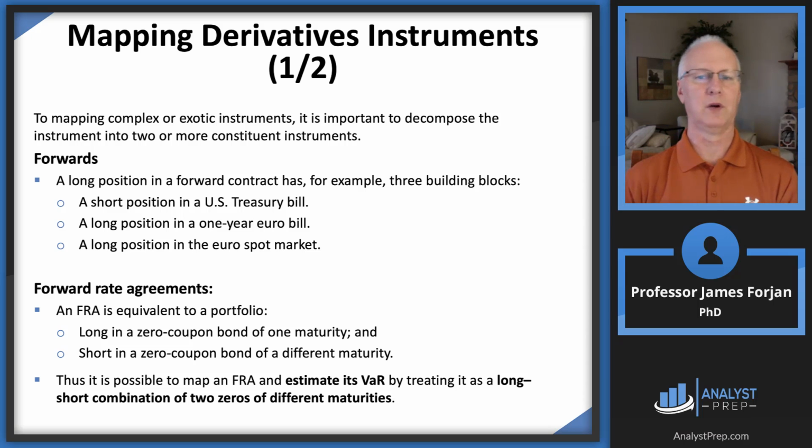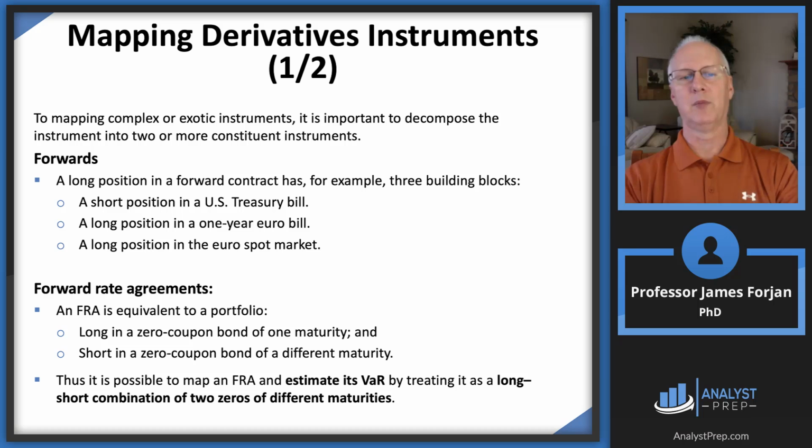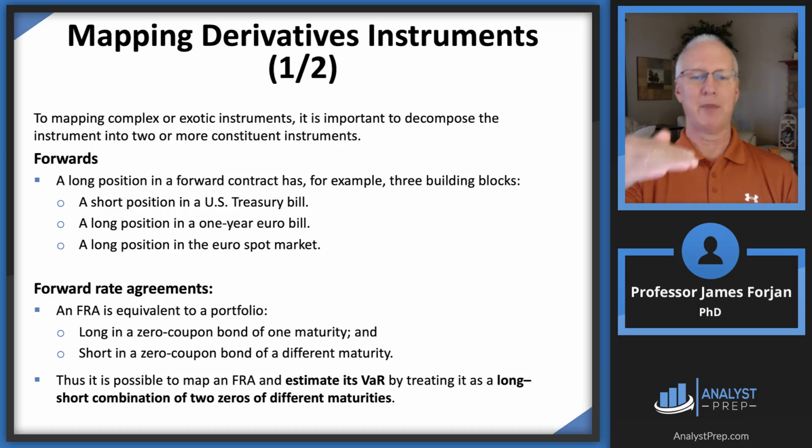So look at a forward contract on a currency. So what is this? It's like shorting a treasury. It's like taking the long position in the euro and then a long position in the spot market. So you have those three components, and therefore you can map each one of those. I mean, it's easy to map a treasury bill, right? And it's easy to map an exchange rate. It's easy. So you just sum all those and you get the mapping of a forward contract.